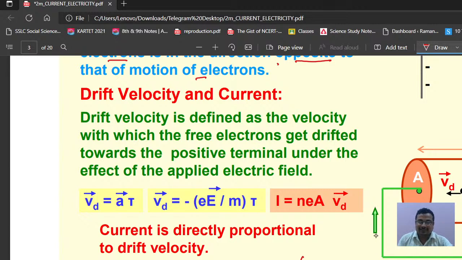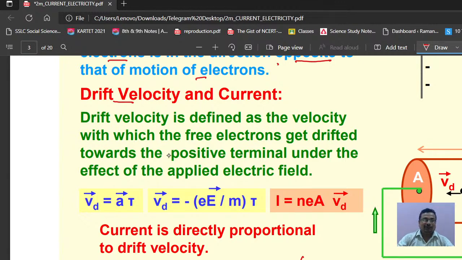These are the factors, these are the terminology we are using here. So now, what do you mean by drift velocity? The electron will not move by itself. We have to do the work. We have to move the electron. So what do you mean by drift velocity?